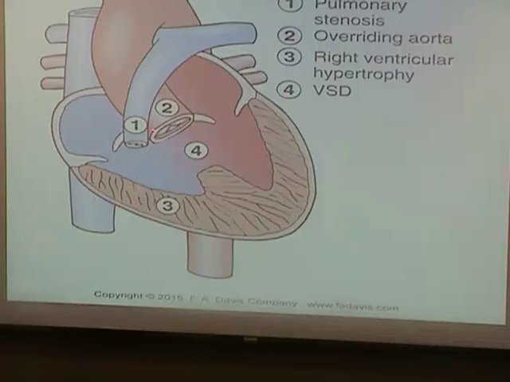So you've got your pulmonary artery that is narrow and not accepting much blood flow. You've got an overriding aorta that comes down the middle and is basically a three-chambered heart. You have a ventricular septal defect and right ventricular hypertrophy.